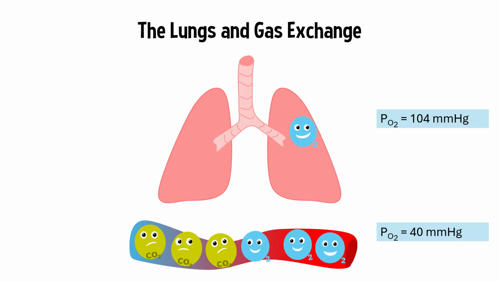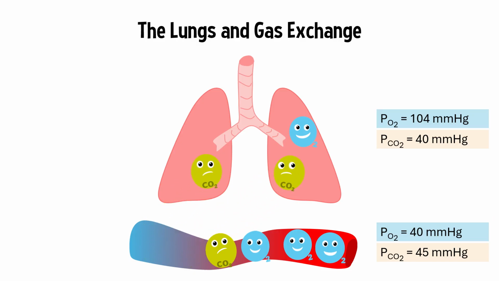So what's the story with carbon dioxide? Well, in the returning blood, carbon dioxide comes in with a partial pressure of 45 millimeters of mercury, and in the lungs it's going to be a little bit less at about 40 millimeters of mercury. Even though there's only 5 millimeters of mercury difference in the pressures, it's still enough to cause carbon dioxide to leave the blood supply and go into the lungs.